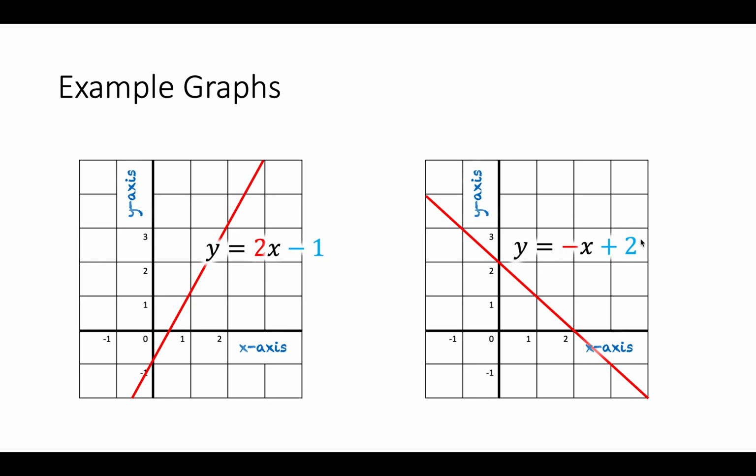Again, let's look at this graph over here. It's minus x plus 2. It means if you go across one square, you go down 1, because this minus here means minus 1. So you go across one square and go down one square, the gradient is minus 1. And you will cross at 2, because that's the y-intercept. Okay?